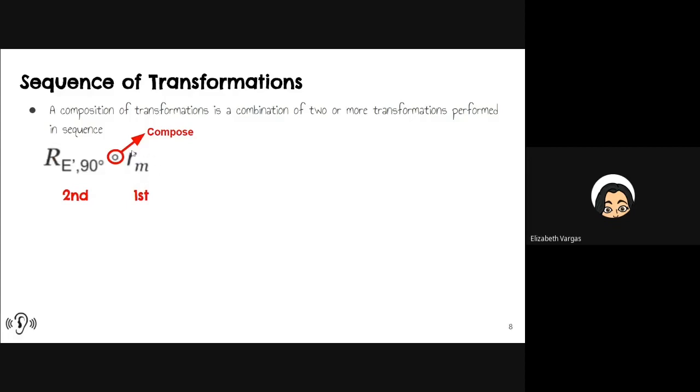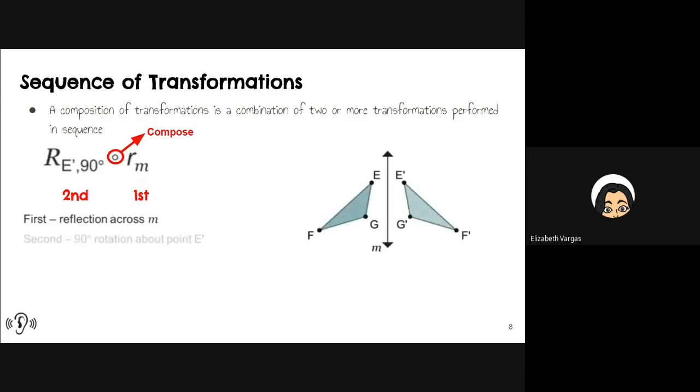So here, first we would conduct a reflection across the M, and then we would do a rotation about the origin E prime, 90 degrees. So these are what compositions of transformations look like. Again, we read them from right to left. So the first thing we would do is a reflection across the M, which would look like that. Then we would do a 90-degree rotation about E prime.